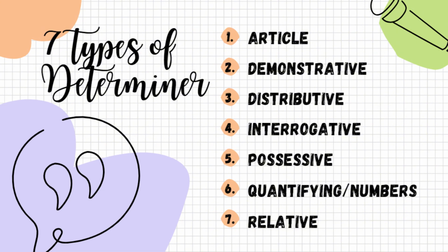These types of determiners are crucial for writing clear, concise, and informative essays. They add precision, clarity, and structure to your writing, making your arguments more convincing and your ideas easier to understand.